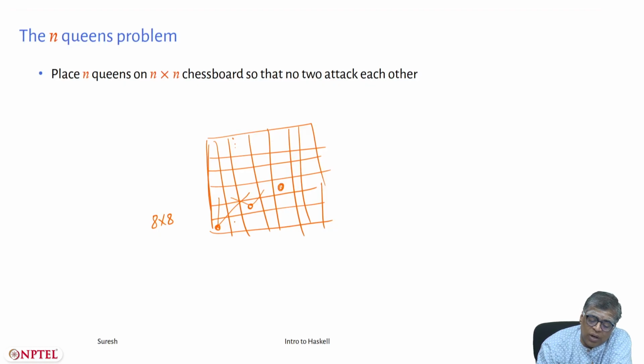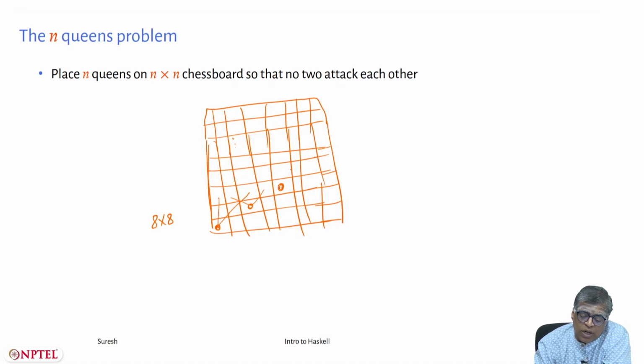And I have not drawn 8 really. 1, 2, 3, 4, 5, 6, 7. Let's extend it to one more. 1, 2, 3, 4, 5, 6. And now for the next queen, you will see that you cannot place it here or here or here. You cannot place it here either, because this queen attacks it. You can place it there.